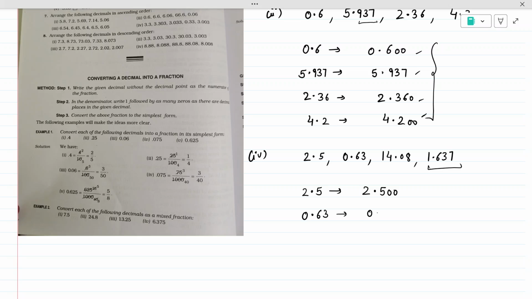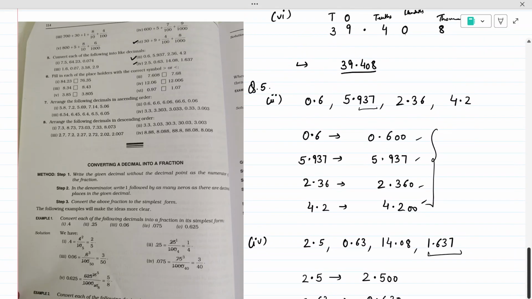0.63 will become 0.630. 14.08 will become 14.080, one more 0, and this will be as is. Okay, so what we have done, we have made all the decimals up to 3 places here by adding zeros at the end. How many zeros have we added? The required amount of zeros as per the places already present there. Okay, so this is also done.